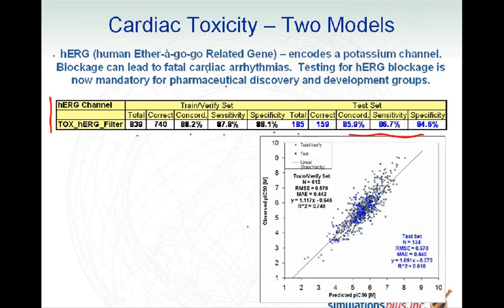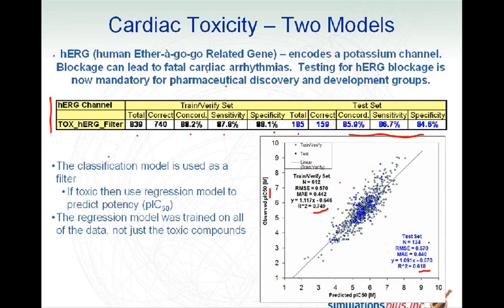And similarly, we created a quantitative model based on the pIC50 for inhibiting the hERG channel. So a little bit smaller data set because some of the compounds in the literature either had a value of blocking the channel or not. They didn't quantify it with an IC50. And so we get an R-square of 0.7 for the training set and 0.6 for the test set.